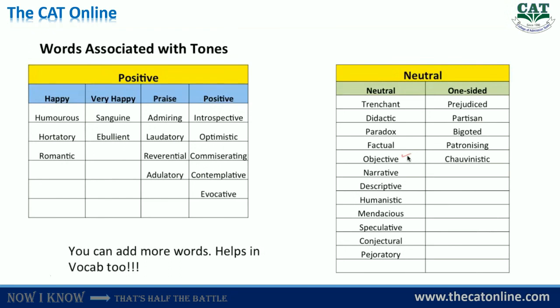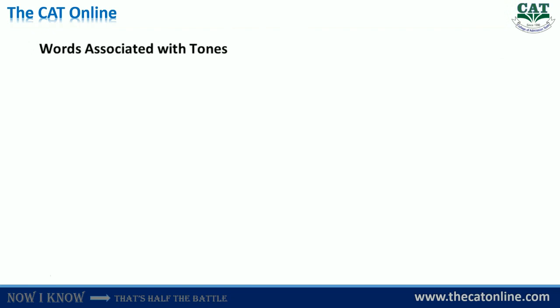Now, believe me, there is no end to this list. You can put so many different words in any of these classifications. So just keep on adding to your vocabulary. This will help you in vocabulary as well, so add different types of tones to this list, so that you have a good number of different types of tones. There's a higher probability that if you get a question based on the tone of the passage, you know what exactly each word means.